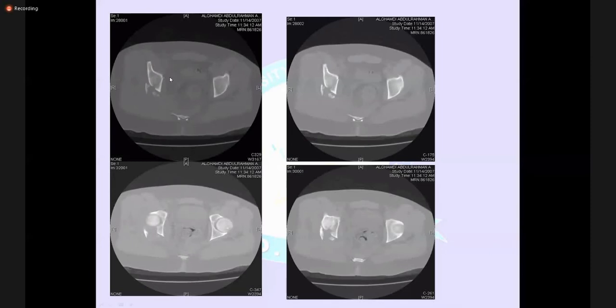This is showing both acetabula here. This is the undisplaced fracture, and see this is the displaced fracture of the posterior wall of the acetabulum, and see this is more than 2 to 3 fragments of the posterior wall of the acetabulum. This is the femoral head, and this is the femoral head, and this is the congruent left hip joint, and the right one is the displaced one.